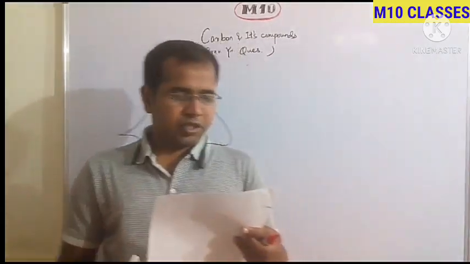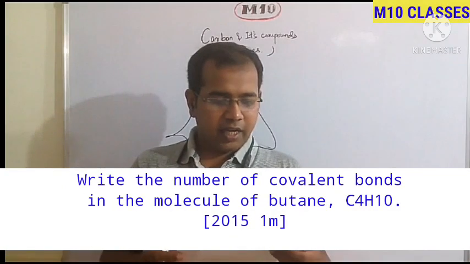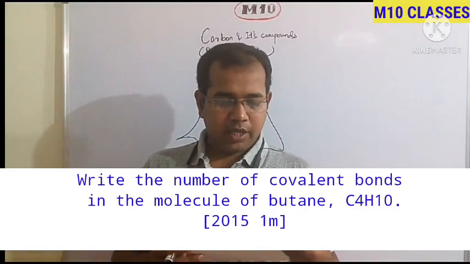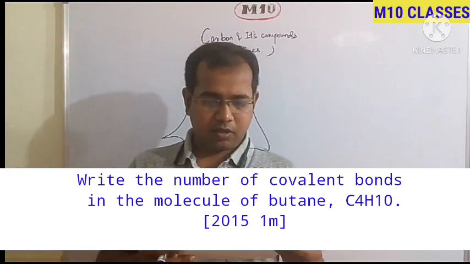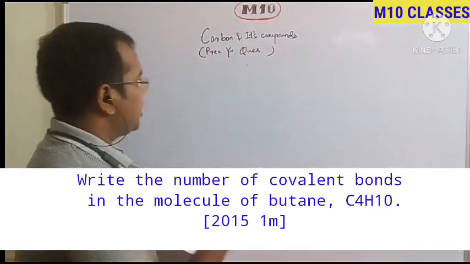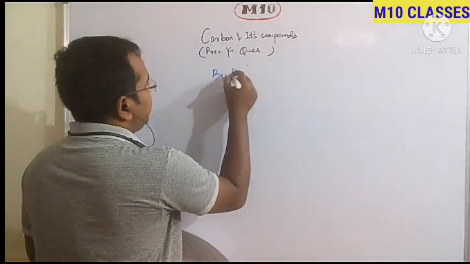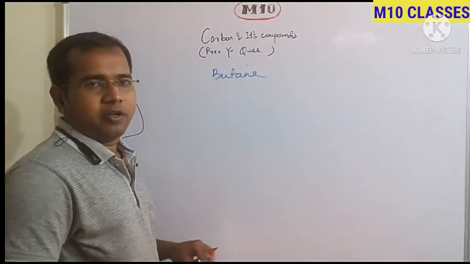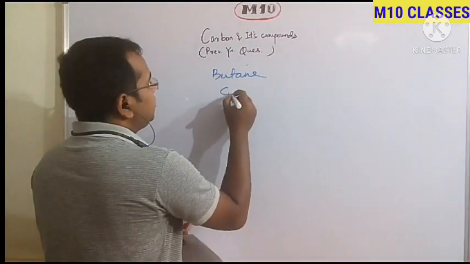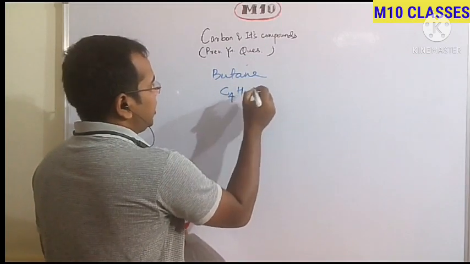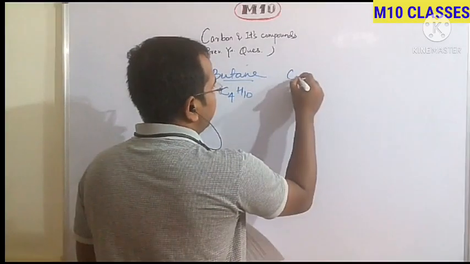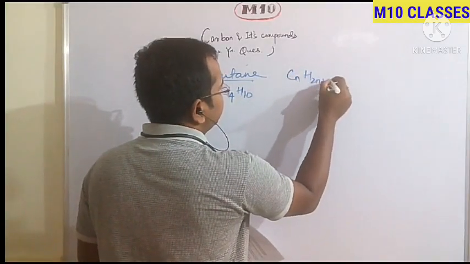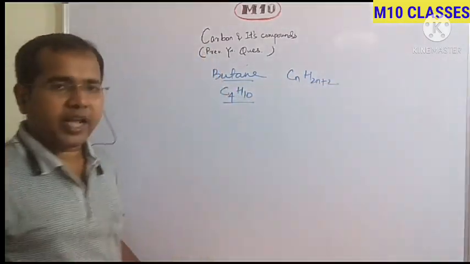Now let us see the next question. Write the number of covalent bonds in the molecule of butane. It was a question in 2015. Butane means you have 4 carbons, C4H10. It is an alkane, a saturated hydrocarbon, which has the formula CnH2n+2. It will give you butane, C4H10.